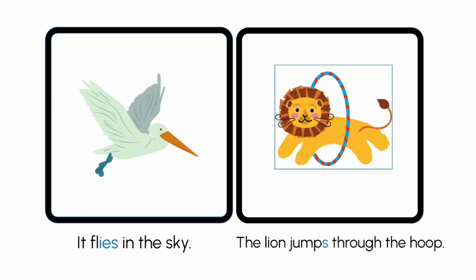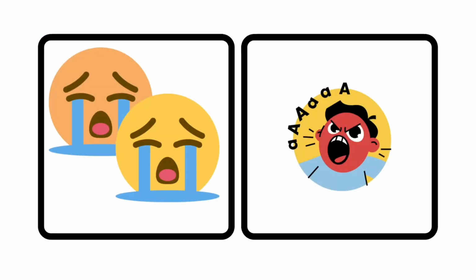Notice how for fly, the Y is replaced with IES. And for jump, an S is added at the end for the singular subject of the lion. What about these pictures? The first one could be they cry, and the second one could be he shouts out. For they cry, cry is unchanged because it is a plural subject they. But for he shouts out, shout has an S added at the end because of the singular subject he.